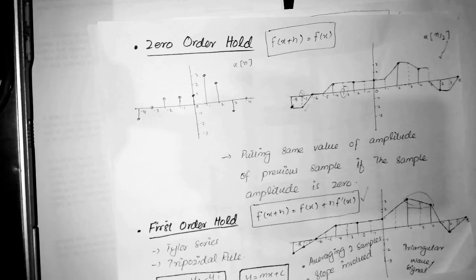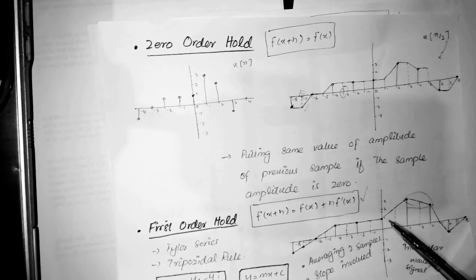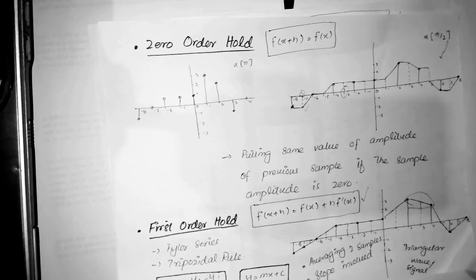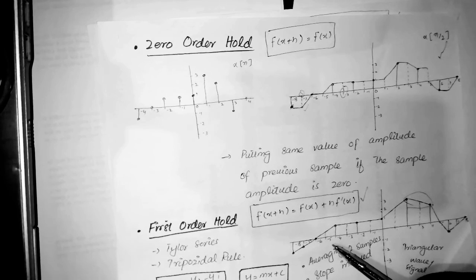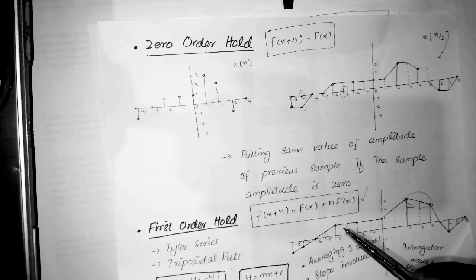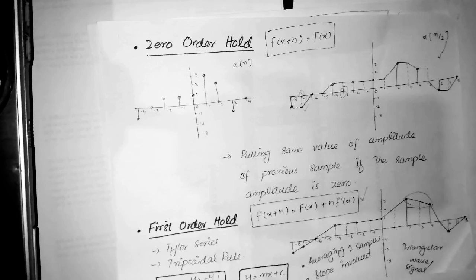The second method is first order hold. In this method we use the trapezoidal rule and assume the value of the missing sample according to the trapezoidal rule. For example, we take the derivative of the signal and draw an assumption at the missing sample. For example, at -5 there is no signal sample. We take the trapezoidal rule and the derivative of the signal at points -4 and -7 and assume the value at -5.